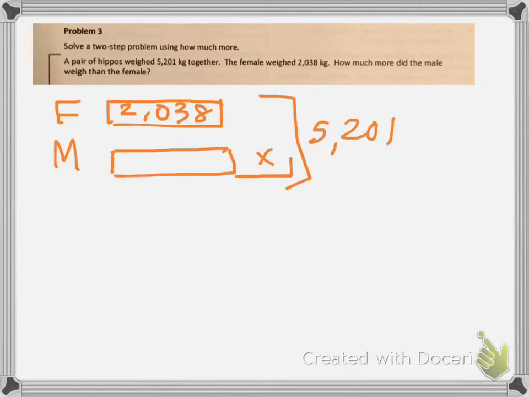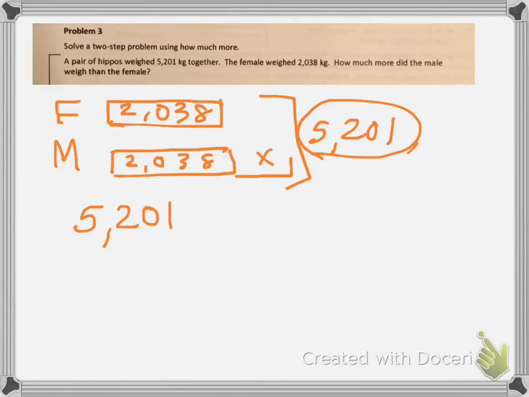Okay, so we know this. We know that this number is also 2,038 because it's the same. Okay, but we're trying to solve for how much more. But we know that all together they weigh this much. Okay, so first, we need to subtract. We need to start with the subtraction problem. From the total minus this female. The total of both minus the female. So I'm going to start with 5,201 minus 2,038. All right, this is our first step. We are going to have another step after this.